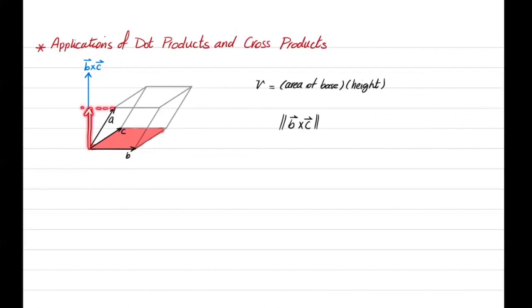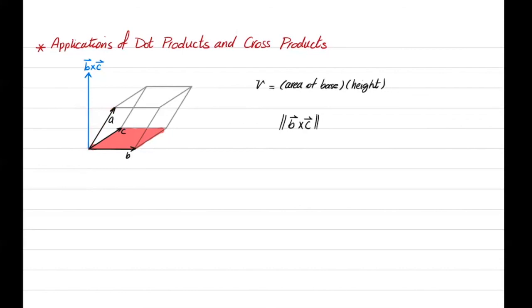base times its height, where the area of the base is highlighted in red, and is equal to the magnitude of the cross product of vectors B and C. And using the right hand rule, we know that the cross product of vectors B and C will be in this direction. And now we need to find the height of this parallelepiped. So as you can see, the height of this parallelepiped will be equal to this distance. So we need to find this distance.